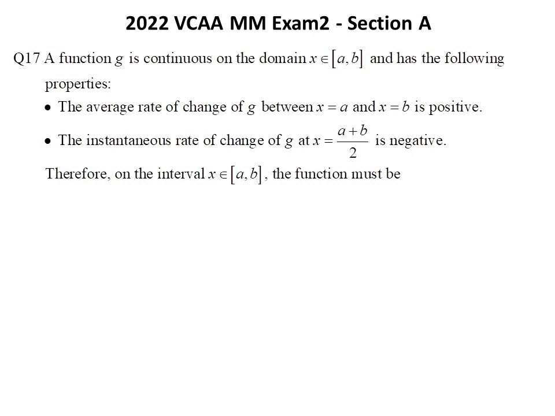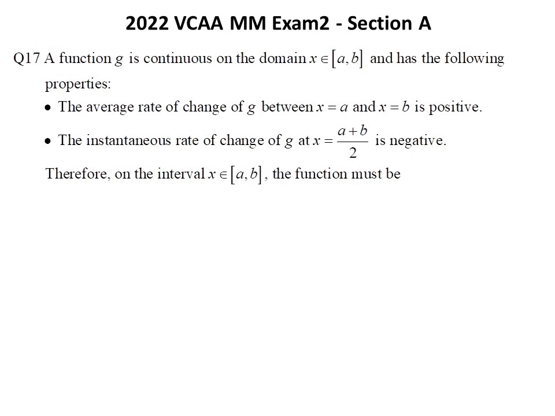Welcome to this VCAA Math Methods exam paper series. This is section A of the 2022 exam 2 paper. There are a total of 20 multiple choice questions in section A and 5 extended response questions in section B. In this video, we will present questions 17 to 20 in section A.